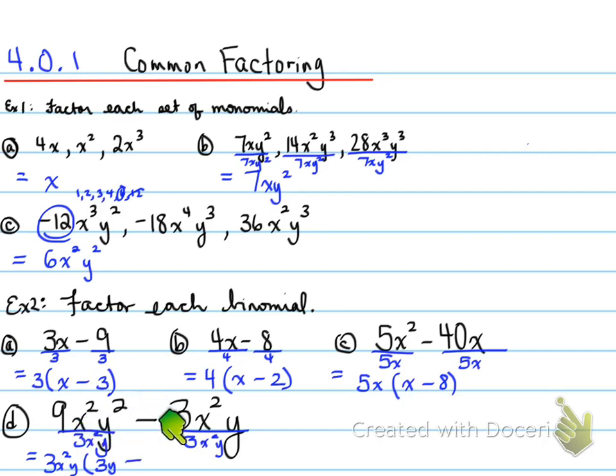Minus, now 3 divided by 3 is 1. X squared divided by x squared is 1. Y divided by y is 1. It's just 1. That's right, just 1, folks. So you're left with 3x squared y on the outside. That is a common factor. And the remainder is going to be 3y minus 1 on the inside.